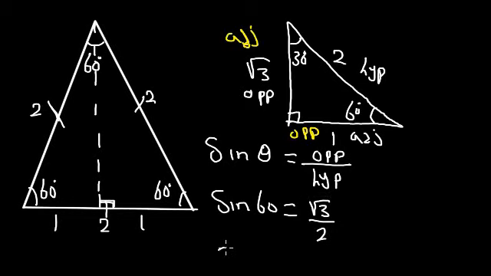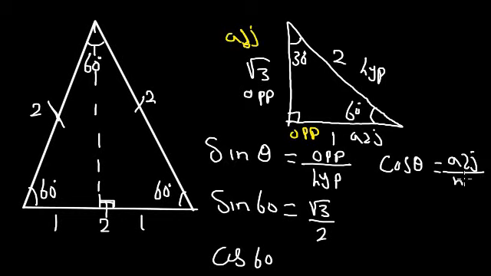Similarly, for cos 60 degrees, we need to write the corresponding ratio of cosine theta first. Cosine theta is simply adjacent over hypotenuse. And similarly, tan theta will simply be equal to opposite over adjacent. That's something you want to be familiar with. So right now, cos 60 will simply be equal to the adjacent, which is 1, divided by the hypotenuse, which is simply 2. Therefore, cos 60 is nothing but half.